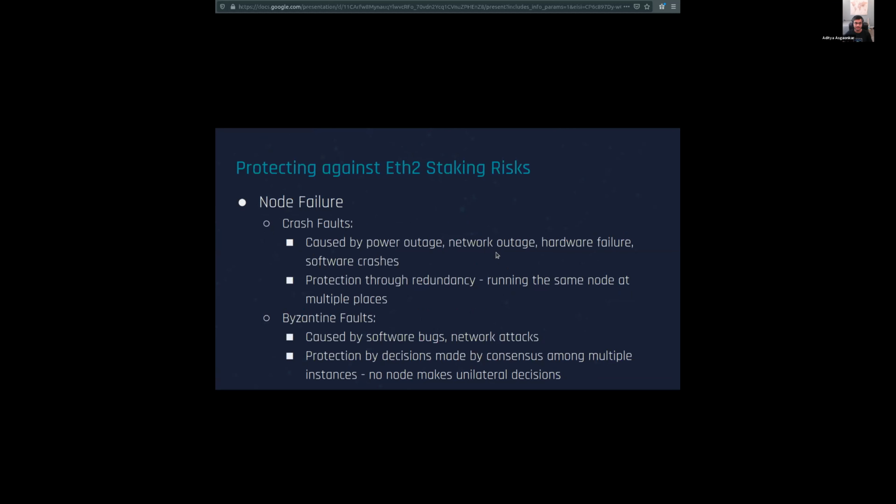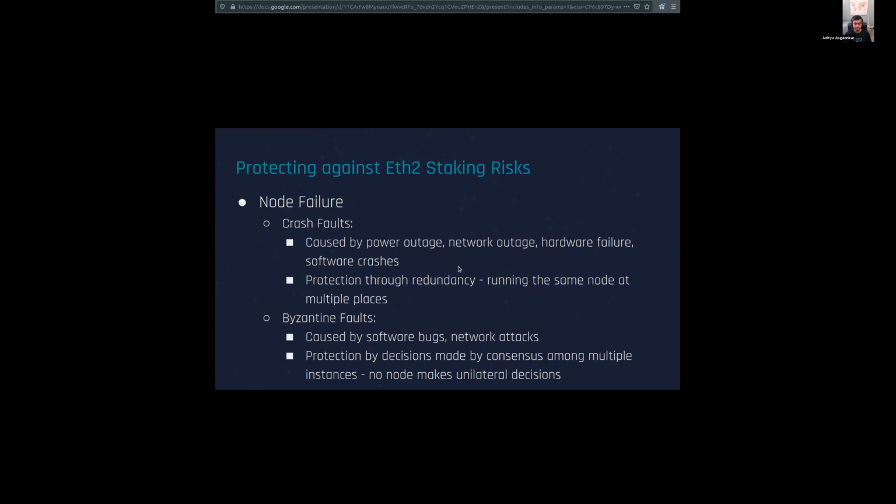The second failure was node failure, and there are two major subparts to this. The first one is crash faults, which is your node going offline. This can be caused by a number of factors, most of which are out of our control, such as power outages, network outages, hardware failures, or software crashes.